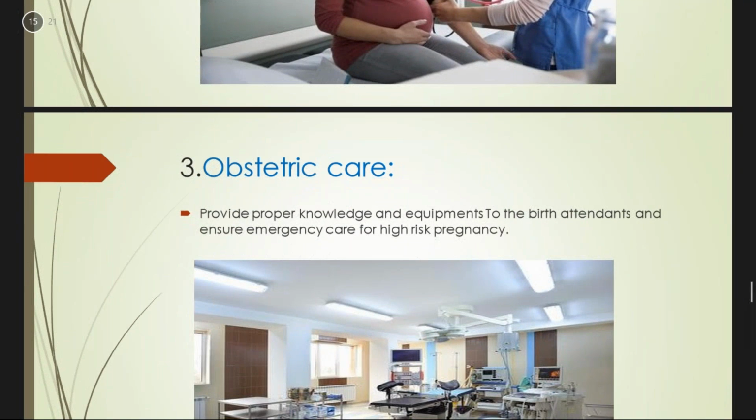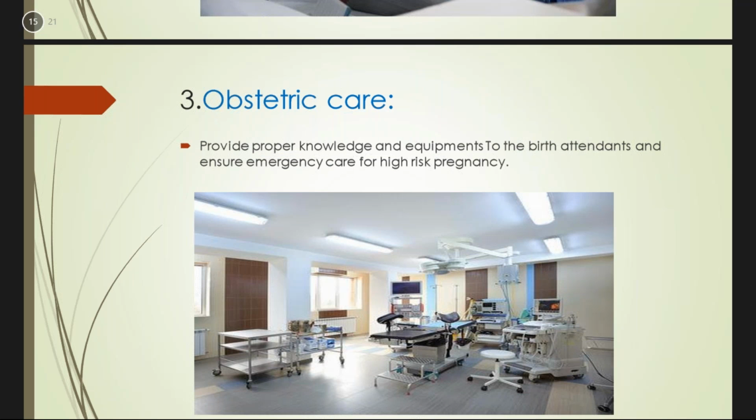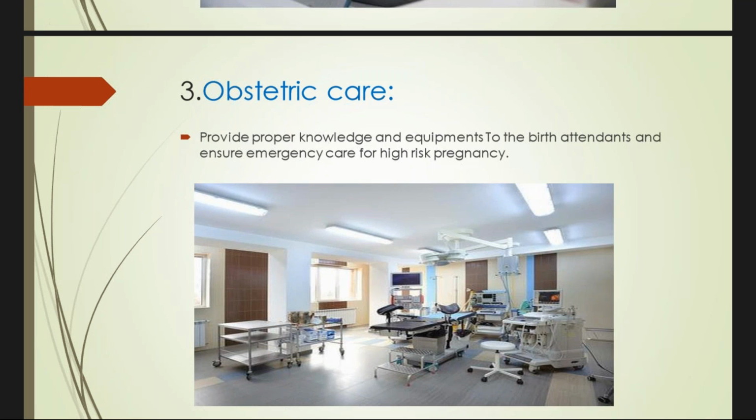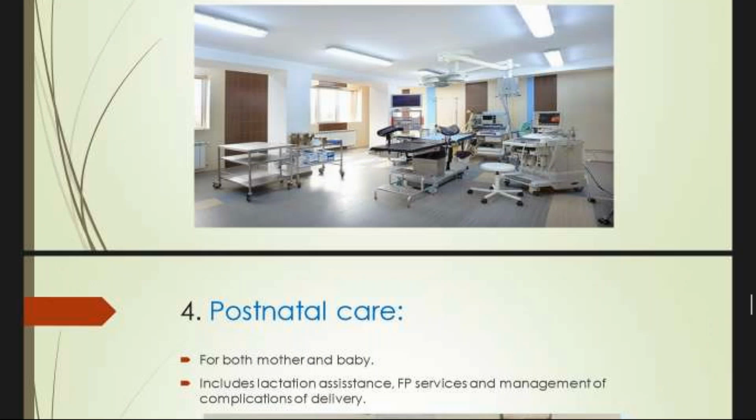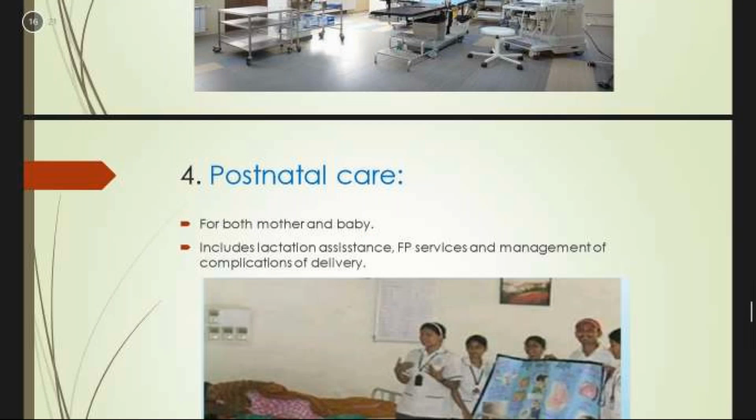Next, obstetric care: proper knowledge and equipment for birth attendants, and ensuring emergency care for high-risk pregnancy. A well-equipped hospital should be there, and a well-trained birth attendant should be there to deliver her. And if there is a complication or a high-risk pregnancy, emergency obstetric care must also be available, or at least a referral system should be there where you can send the patient. Otherwise, we will lose the patient.